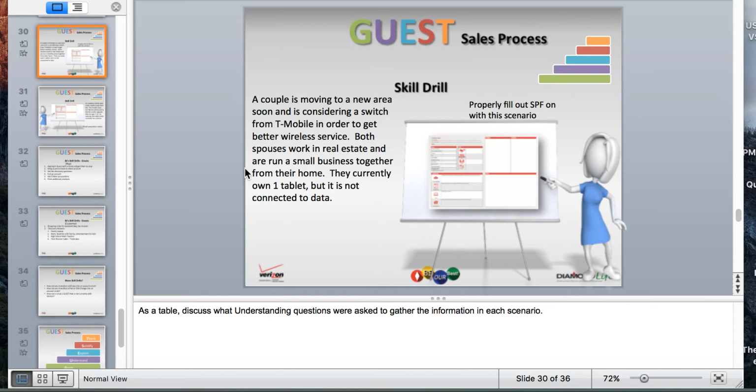Okay, once you've reviewed the 6 steps and you've practiced them, here are some skill drills to work on. As a table on this one, you can discuss what understanding questions were asked to gather information in the scenario. So after you've done the role play, that's what your discussion wants to be. And again, properly fill out your SPF or your bubble sheet on this scenario.